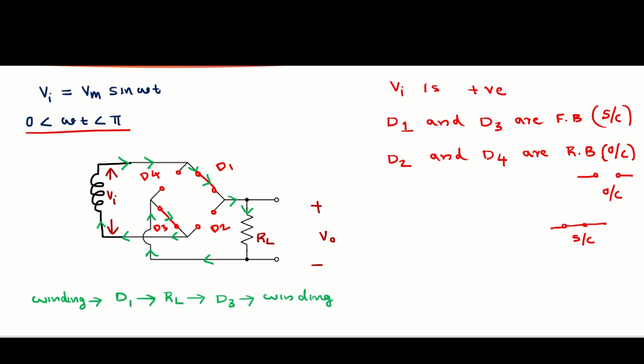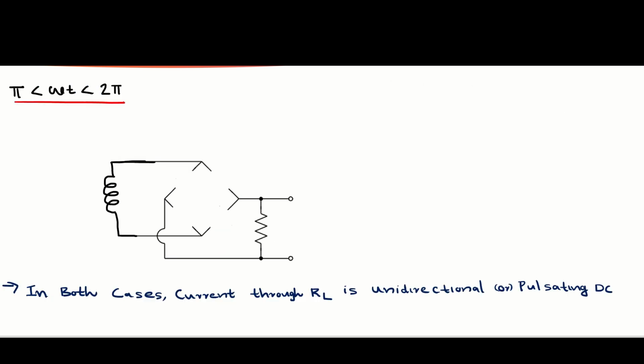So here I am writing that Vi, when omega t from pi to 2 pi, Vi is a negative value. And D1 and D3 are in reverse bias mode. That means they are not conducting.